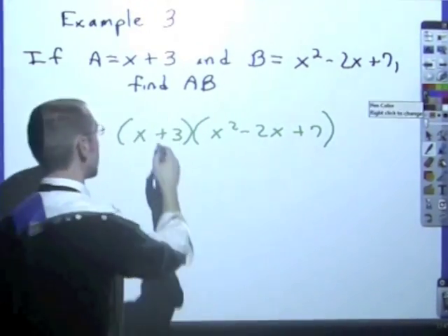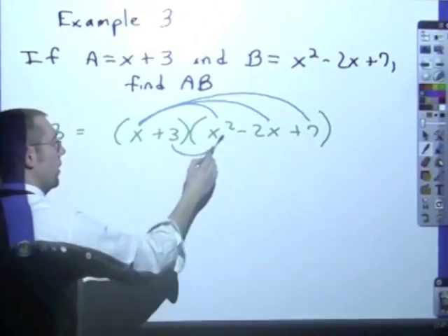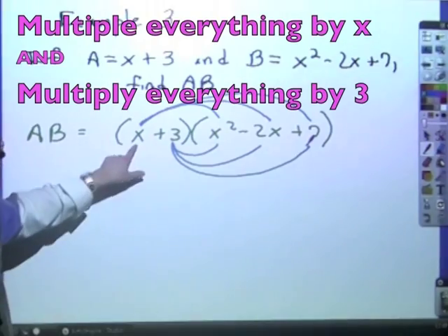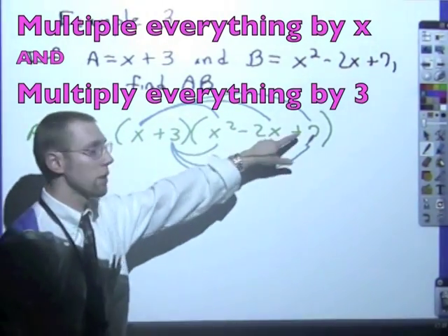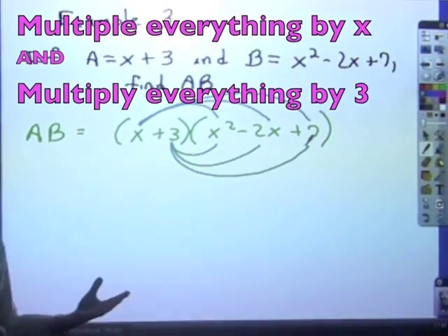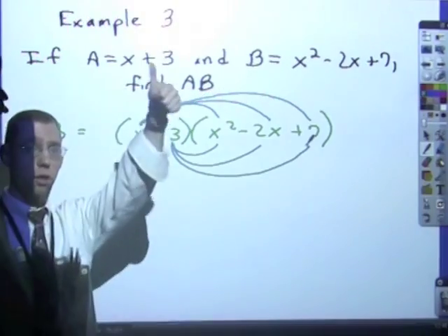I'm going to make my arrows again, but this time around, it's a little bit of an extension of FOIL. It's the same concept, but it's changing. The key to remembering is this x has got to be multiplied with everything over here, and this 3 has to be multiplied with everything over here. And as long as you multiply everything over here by everything over here once, you'll be in good shape.